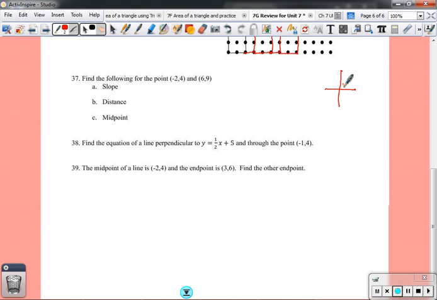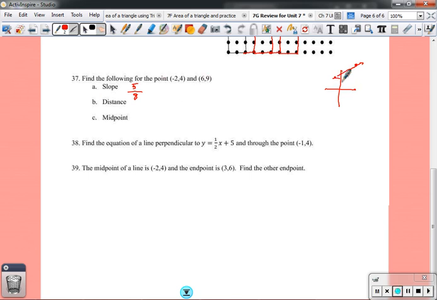I'm going to make a quick sketch just to help myself. -2, 4, 6, 9. The reason I do that is so that I know this line is positive in nature. So the slope is going to be positive. The difference between the y's is 5. The difference between the x's is 8. That's the slope. That also helps me with distance.